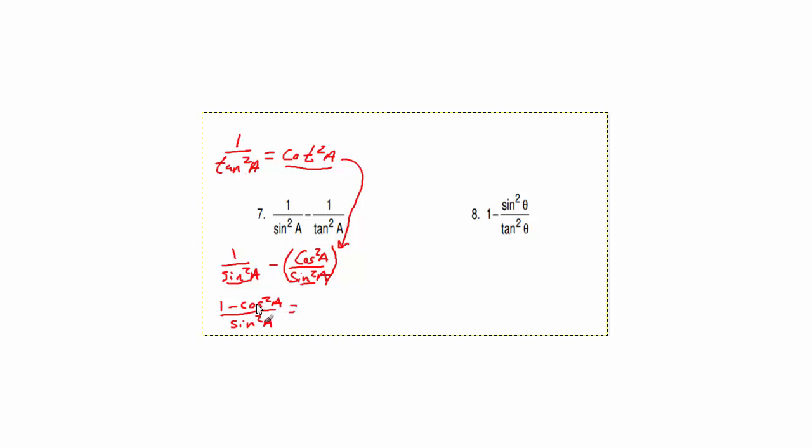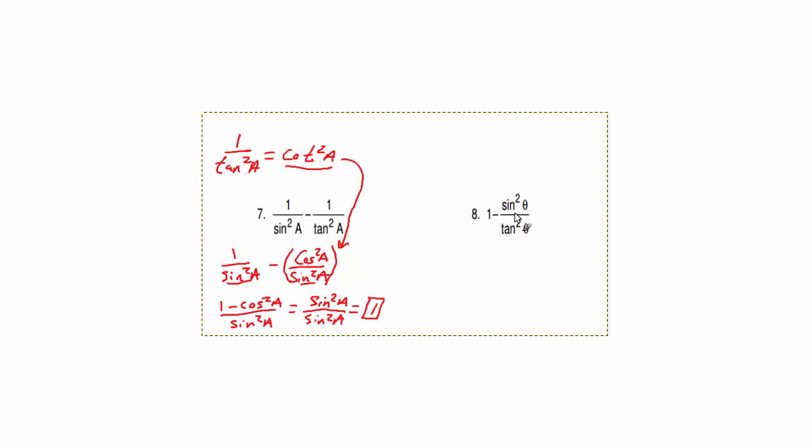Now right here on the top we can see that this is another trig identity. This is the first Pythagorean identity. Basically it means 1 minus cosine squared A is the same thing as sine squared A itself. And that's going to be over sine squared A. And then you've got something divided by itself, which typically is going to give you 1. And that's what the answer is. So all that is. Let's move on to number 8.